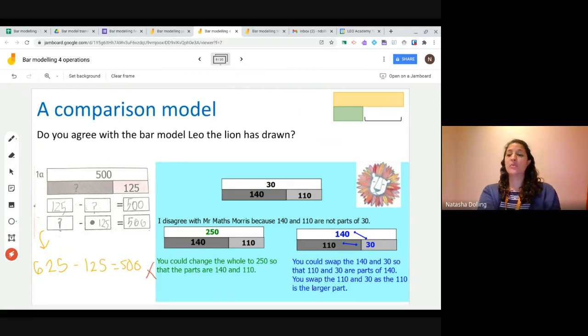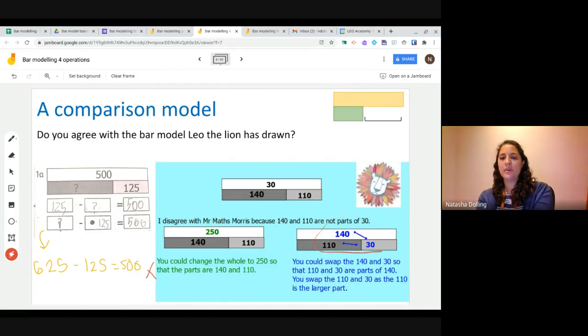There's lots of different ways you can correct this, and here's an example with some different numbers where they've got the numbers all sort of muddled up. You could change the whole so that the parts are correct. So in this case, you could change the whole to 625 if you wanted to correct this bar model, or you could move the parts around. So you could swap the 140 and 30 so that the 110 and 30 are parts of 140. So you could either change the whole, but obviously we can't always do that in questions, can we?